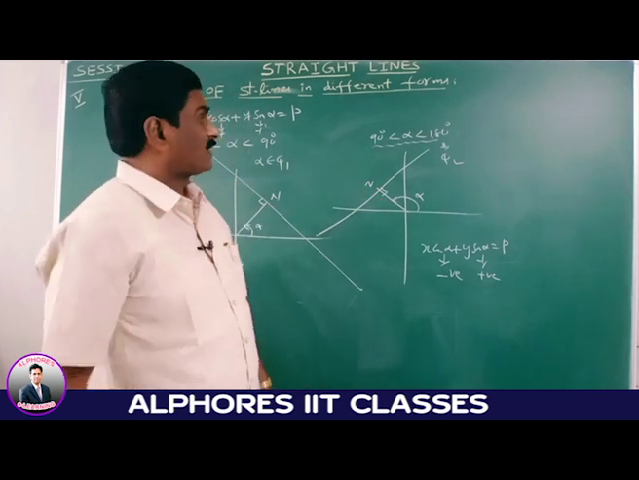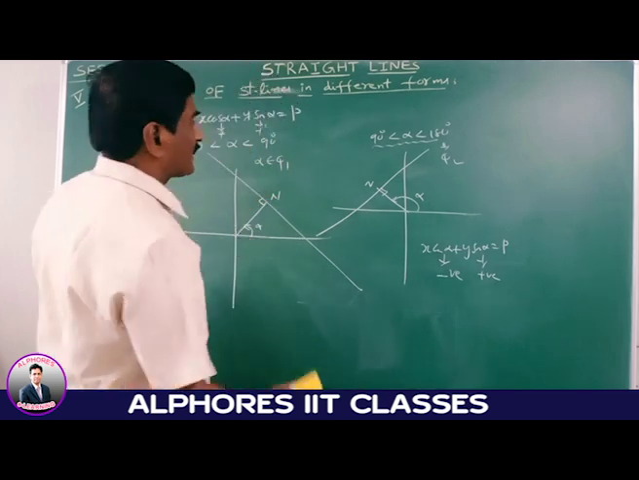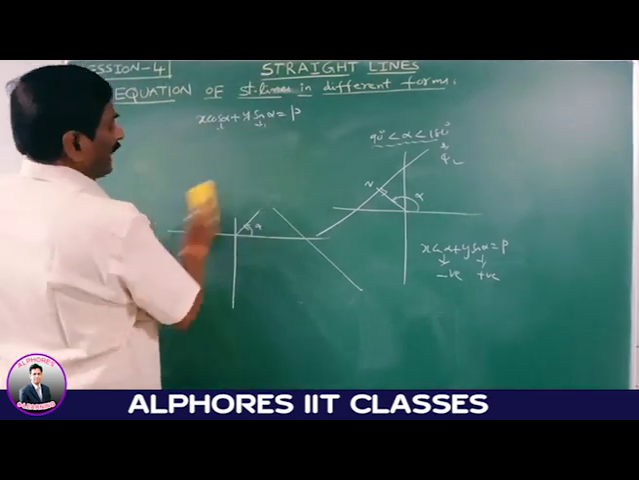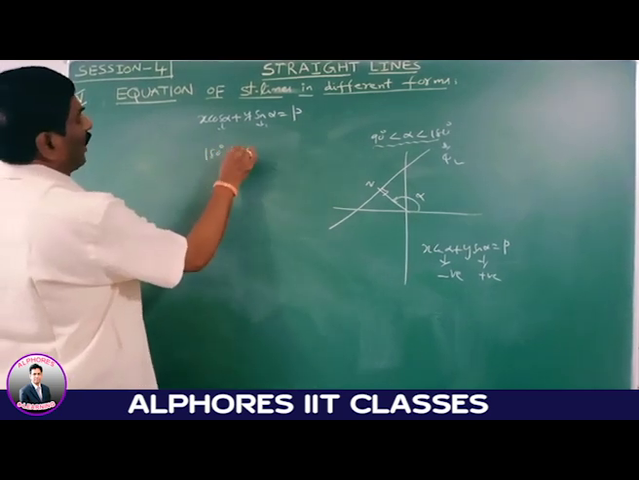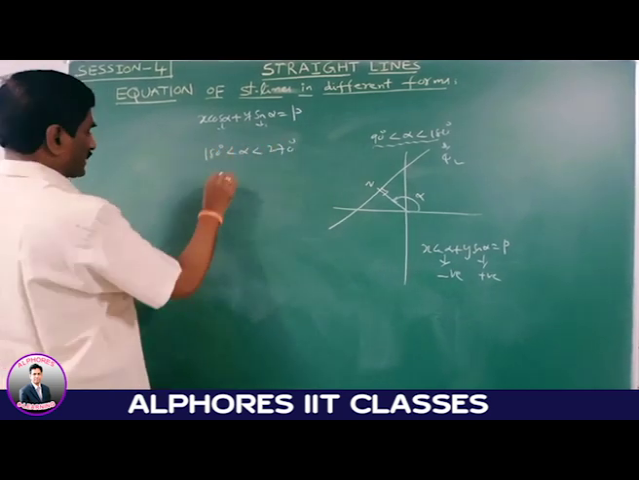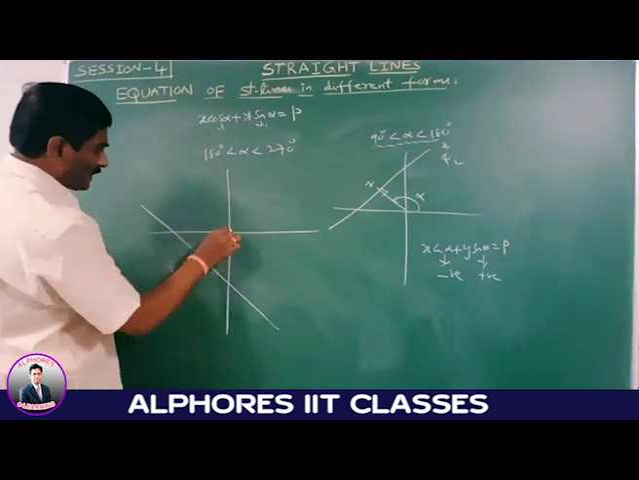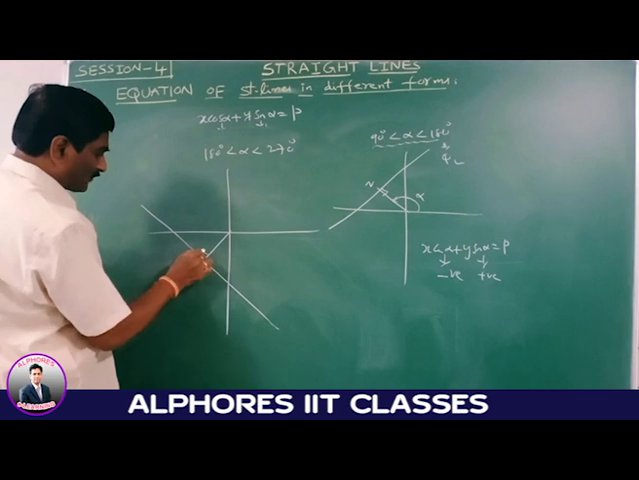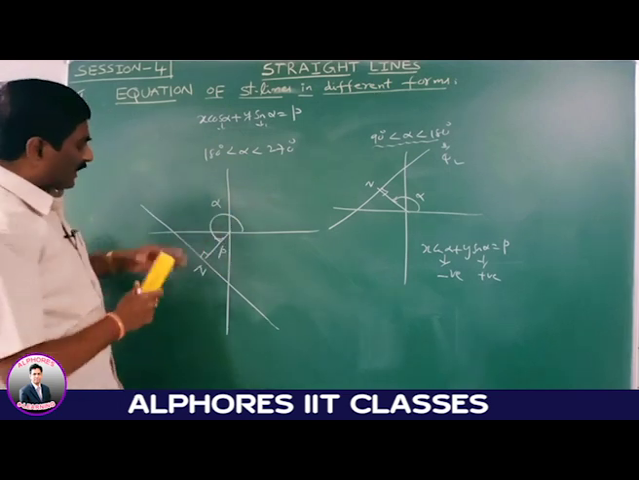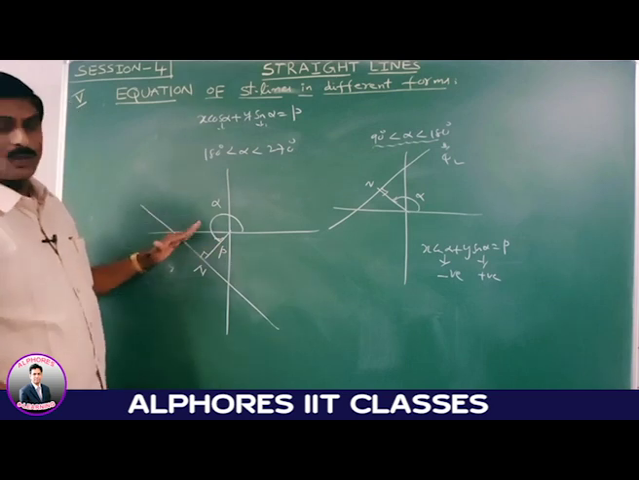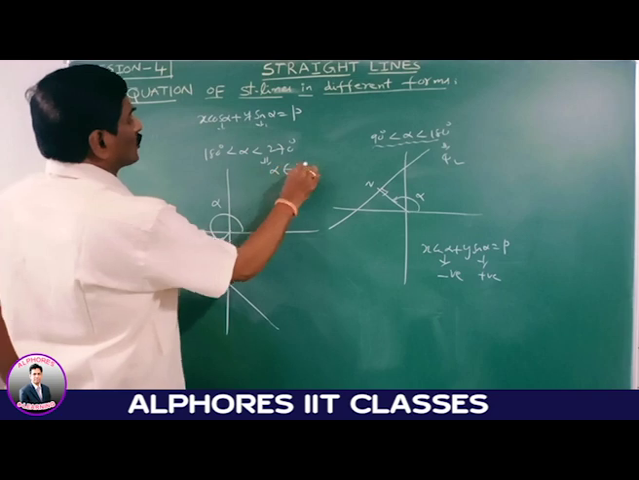Okay. Next, suppose 180 degrees is less than alpha less than 270 degrees. In this case, the line is in this way. It is the projection n. Please observe this value. This is p. This angle is alpha. Alpha is more than 180 and less than 270. Here, in this case, alpha belongs to third quadrant.